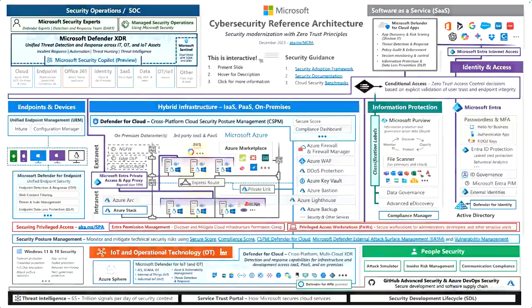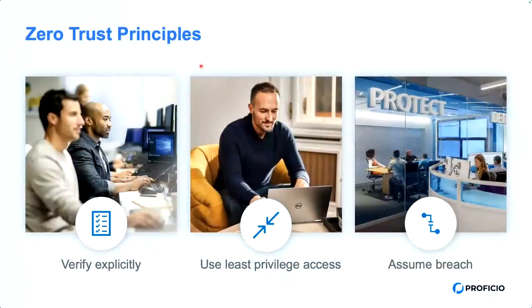So when we speak about cybersecurity, we would like to have it both proactive and reactive. Zero trust is something that modern cybersecurity should be based on, because zero trust principles, which are verify explicitly, use least privileged access, and assume breach, are the core 3 principles of zero trust.